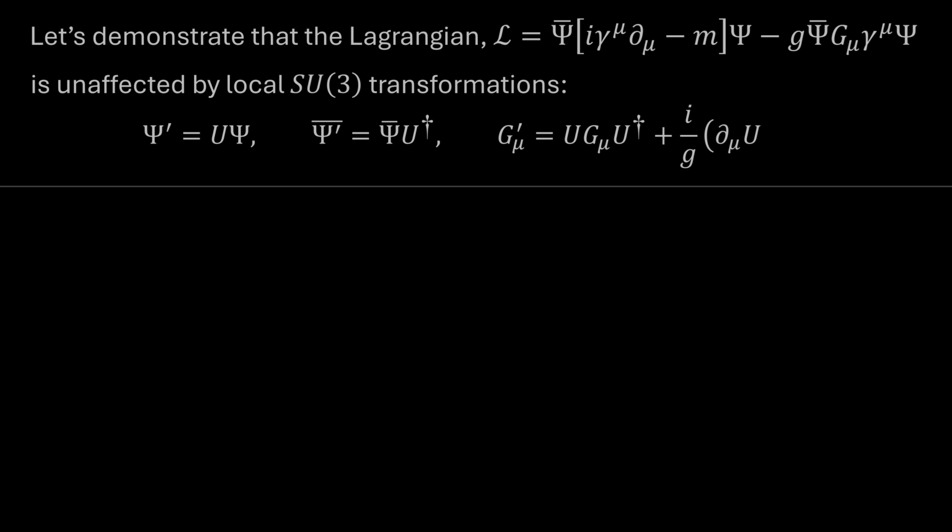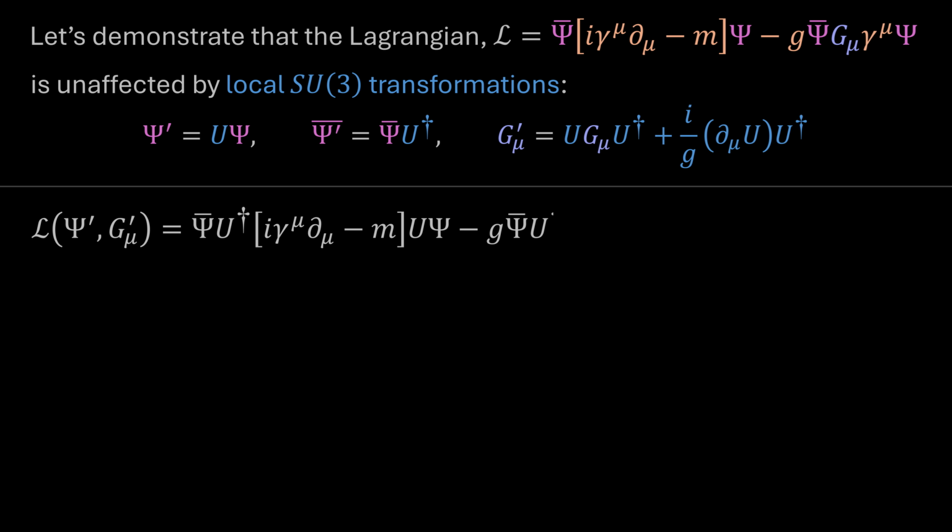Okay, so let's demonstrate that our Lagrangian is unaffected by local SU3 transformations. So as we hop from one gauge to another, psi becomes psi prime, which is U psi. The Dirac adjoint of psi prime is going to be the Dirac adjoint of psi times U dagger. And our gauge field G mu is going to become G mu prime, which is an adjoint transformation acting on G mu. That's that reorientation in color space, given by the U dagger sandwich, as well as the addition of a derivative term that cleans up the mess pertaining to the spacetime gradients of our transformation matrix field U.